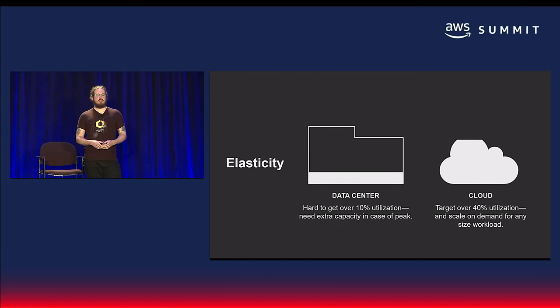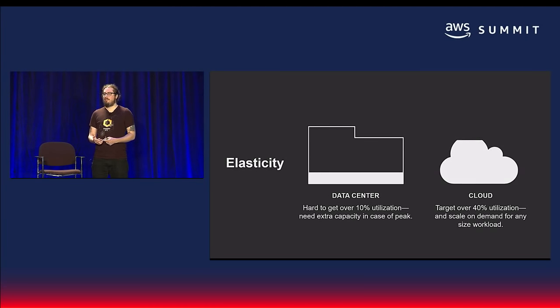Another major characteristic of a modern application is its use of elasticity in the cloud. In old school data centers, it was hard to get over 10% utilization because occasionally there would be a huge peak. When that happened, you needed to have lots of spare capacity to absorb it, but the rest of the time you didn't need that capacity. And so you ended up running at maybe 10% utilization. Now compare that with the cloud, where most organizations are able to get up to 40% utilization. In some cases, I've talked to customers that say they get 80% utilization on their instances.